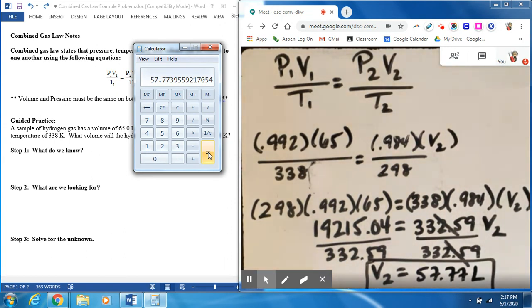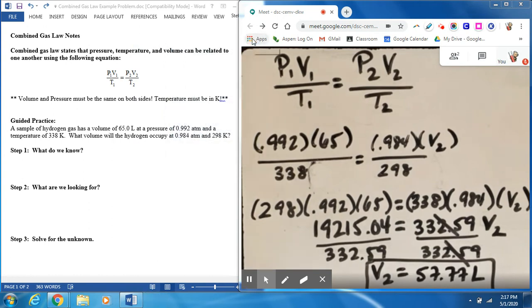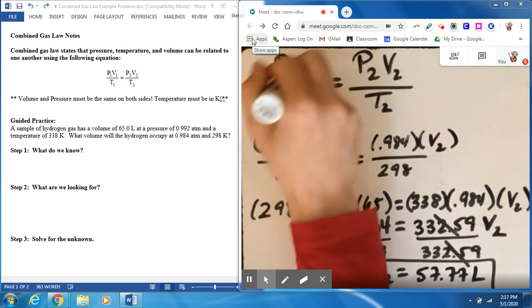So what we found out there is that our second volume would be 57.77 liters if we made those changes. So the volume would decrease from the original volume of 65 down to 57.77 liters. Okay? Now the tricky part for these is not solving for the unknown. I think that it's making sure we go through and find all of the different pieces.